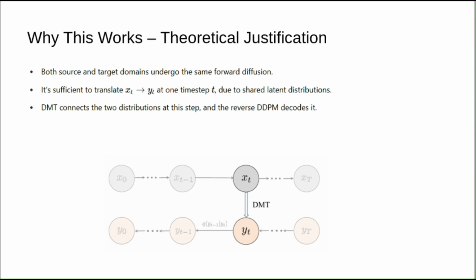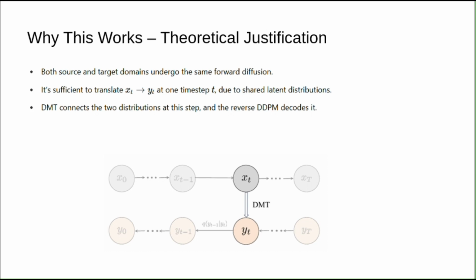Now let's dive into the theoretical justification for why this simplification works. The answer lies in the symmetry of the forward diffusion process. Both the input x0 and the target y0 undergo the same Gaussian forward process, which gradually corrupts them into noise. As t increases, both xt and yt begin to resemble pure noise, specifically a normal distribution. Because of this shared latent space at timestep t, it becomes sufficient to translate xt to yt at a single point in time. This paper takes advantage of this property to perform the translation just once, relying on the DDPM to handle the reconstruction of y0.